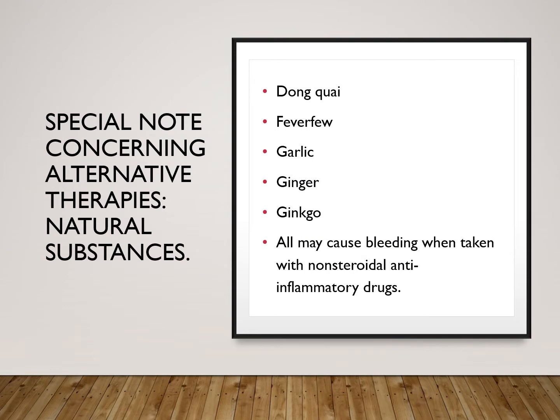Okay, so this is where we're going to talk about some natural substances that patients might take. This is a special note. Dong quai, feverfew, garlic, ginger, ginkgo. These all may cause bleeding when taken with non-steroidal anti-inflammatory drugs.